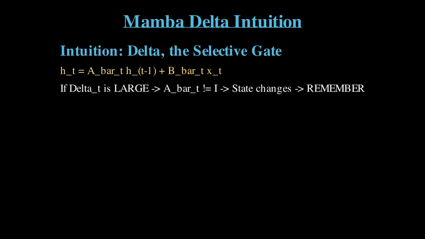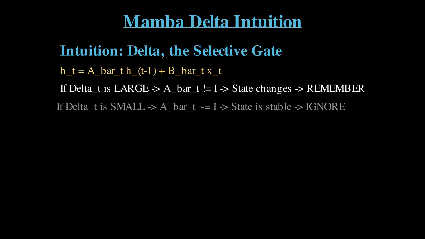Among these selective parameters, delta is the most important knob. It functions like a soft, data-dependent gate, controlling how much the current input can influence the hidden state. Let's examine the update for A bar sub t, which is the exponential of delta sub t times A. When delta sub t is large for a particular token, it signifies a large step in the underlying continuous system. This pushes A bar far from the identity matrix, effectively resetting the state and allowing the new input to have a major impact. In other words, the model chooses to pay strong attention to this token.